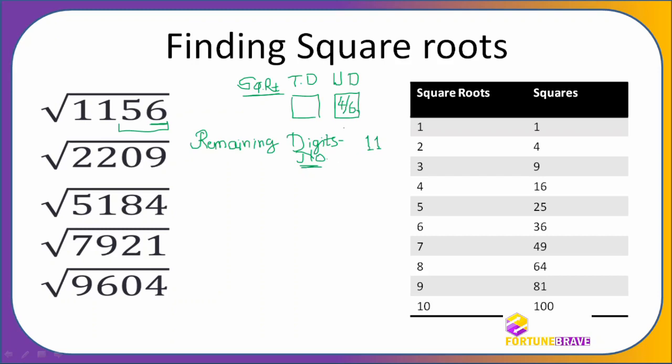To find out the first digit, we have to start with the 11. Now, in the chart or in your mind, find out which perfect square is less than 11. Which perfect square is less than 11? The perfect square which is less than 11 is 9. You found it out, right? And what is its square root? Its square root is 3.